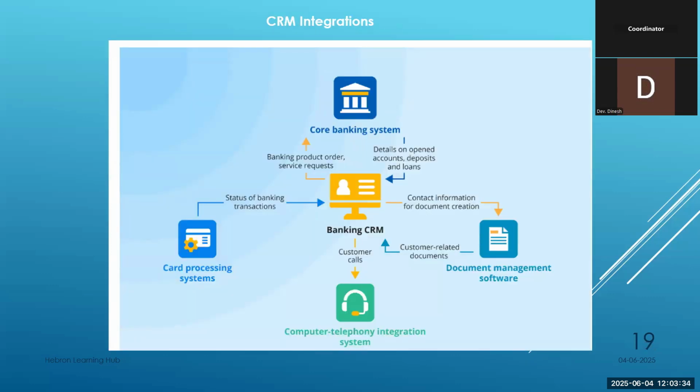Banking CRM will be connected to the core banking system, card processing systems, document management software, and the computer telephony integration system, the CTIS. So all of the multiple bank systems are integrated with the banking CRM. If a customer makes a call to your call center, it will get recorded into the CRM. What was the interaction the call center had? What was your interaction with the customer? What was the interaction the customer had with the branch people? Everything will be recorded in the banking CRM.